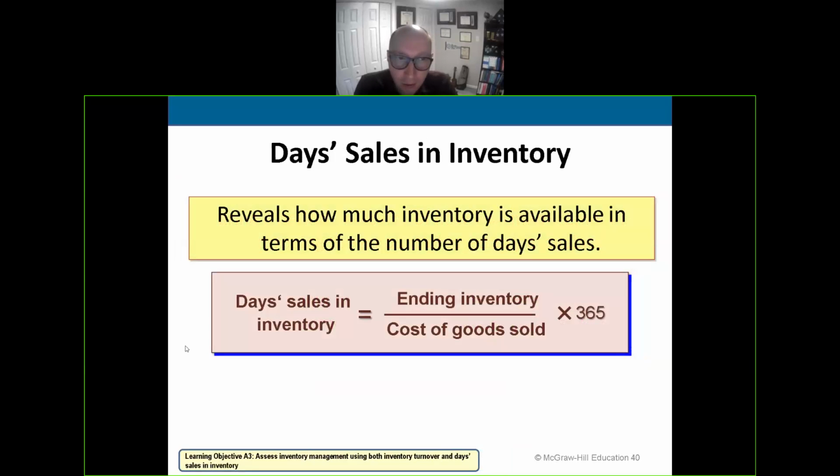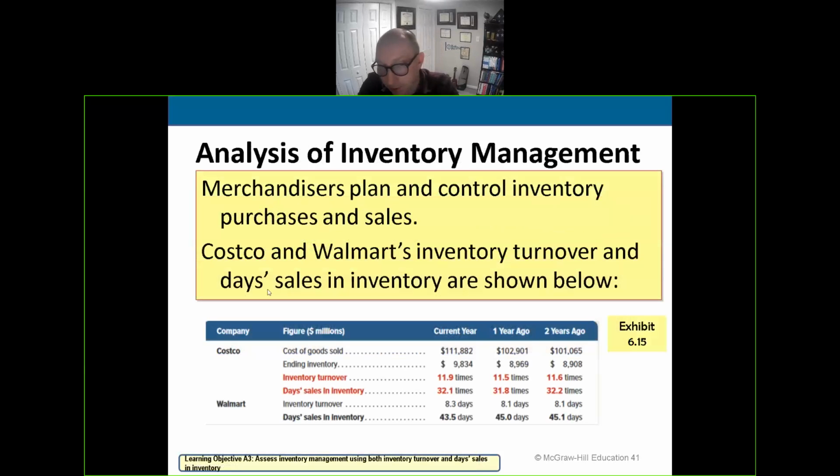Another good measure tells us how long something is sitting in inventory. That is called the days sales in inventory measure. We take the ending inventory balance on our balance sheet divided by cost of goods sold on our income statement times 365 days. This tells me how long something is sitting on our shelves. As a manager, I might decide if you need to discontinue an item, or if it's sitting there too long, you might not want to have it around.